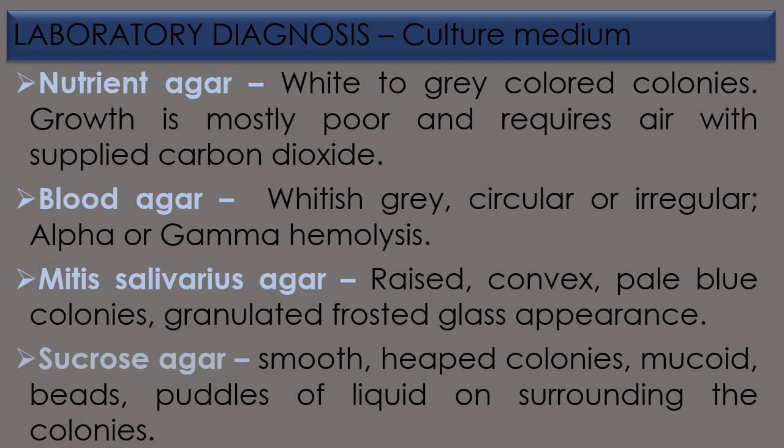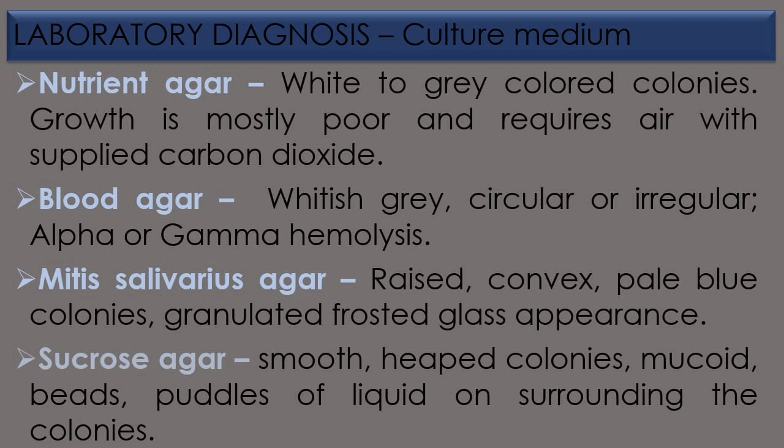In blood agar, whitish grey, circular or irregular colonies, with alpha or gamma hemolysis. In special selective medium, Mitis salivarius agar, raised convex pale blue colonies can appear, with a granulated frosted glass appearance. In sucrose agar, smooth heaped colonies, mucoid beads, and puddles of liquid on surrounding the colonies.